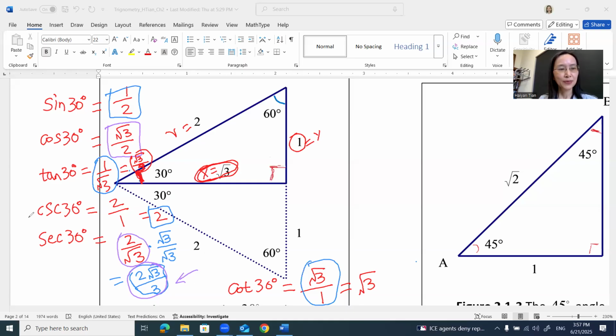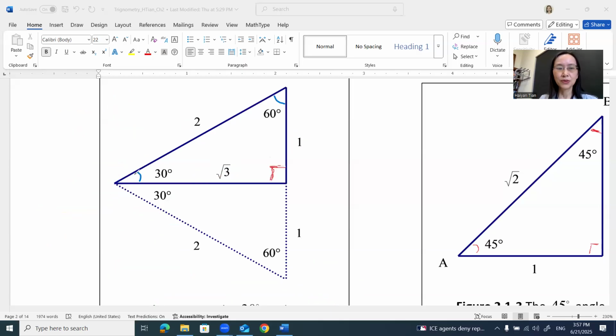Okay, so we just worked on an acute angle, the 30-degree angle, and we found all 6 trigonometric function values at this acute angle.